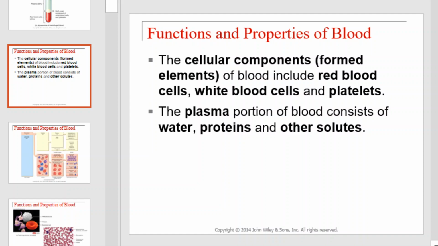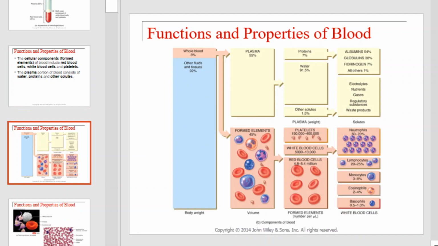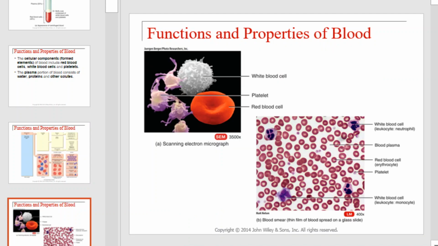The plasma portion of the blood consists of water, proteins, and other solutes. This table illustrates the components of your blood and their relative proportions. And this is what your blood might look like under a microscope or a scanning electron micrograph.